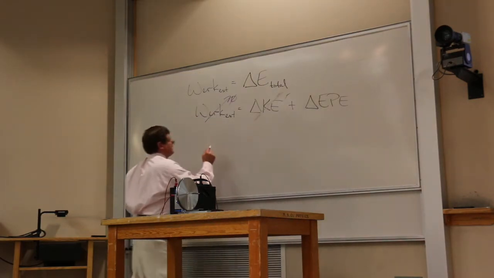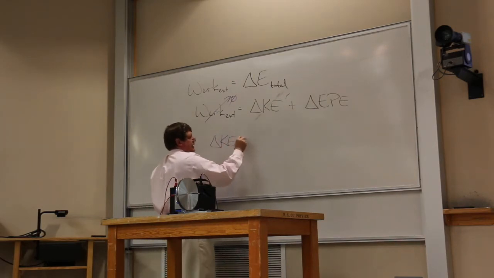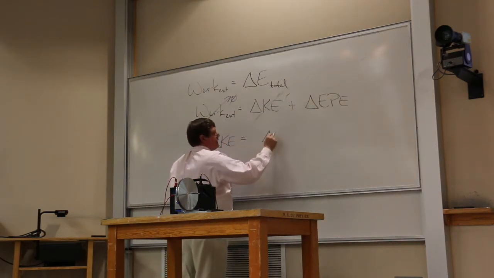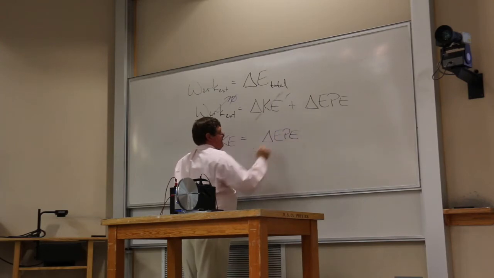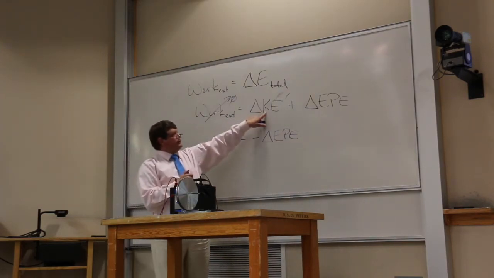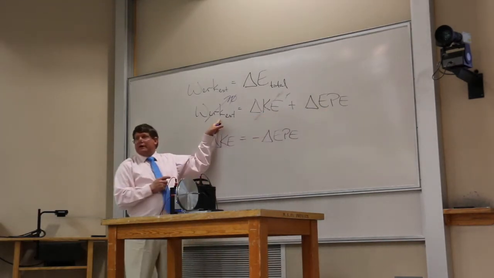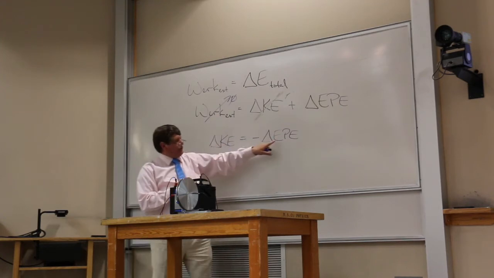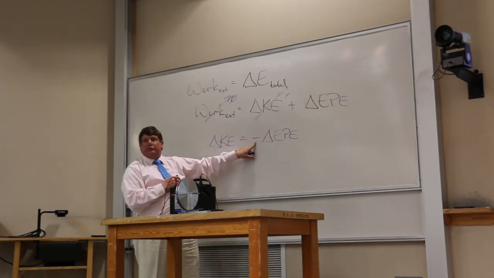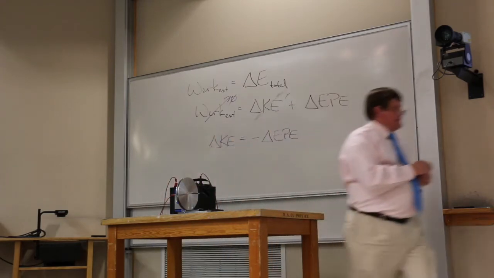Okay, I can rewrite this as the change in kinetic energy is equal to the change, in this case, electric potential energy, but I've got to have a minus sign there. If this is a plus 6, that has to be a minus 6, so that when I add them together, I get 0. And if this is minus 6, and I multiply a minus 6 by a minus, I get a plus 6. That's what that's saying.